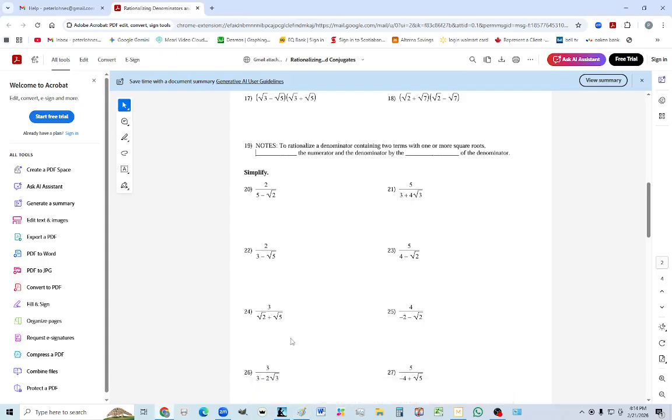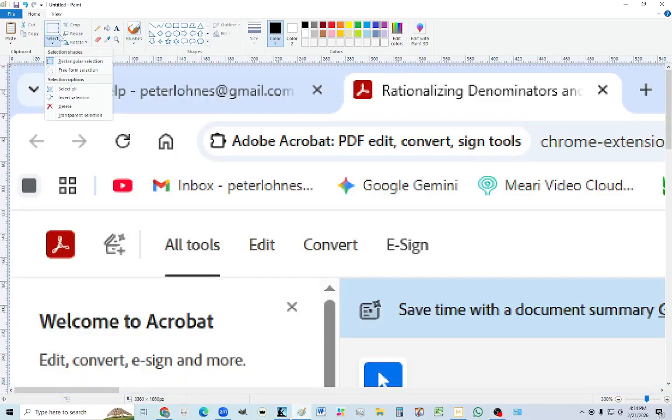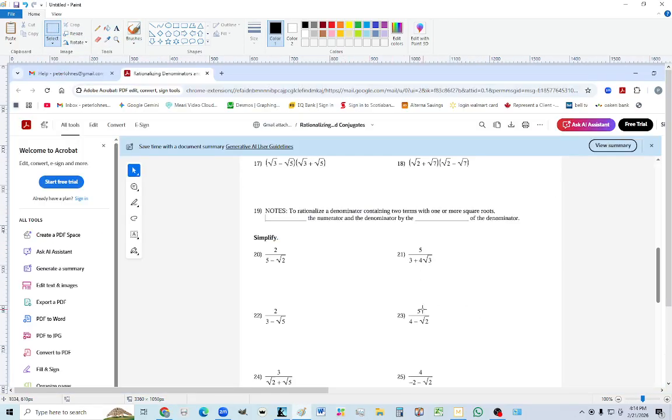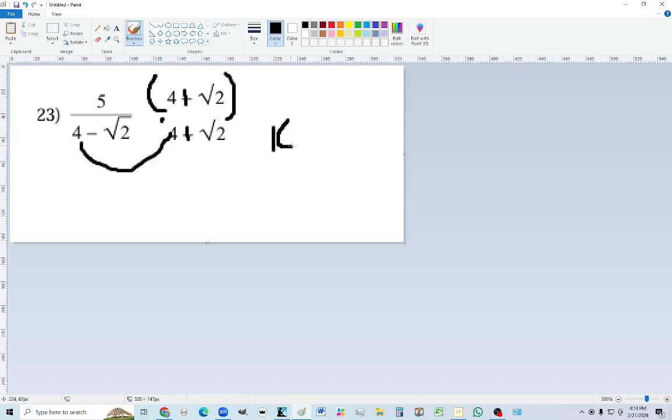I'm going to do a couple other ones that might be more difficult. So we're going to multiply by the opposite of this, top and bottom. What's the opposite sign? Plus. Treat the top like a bracket. 4 times 4, 16. Minus square root of 2 plus square root of 2, minus 2. So the bottom becomes 14.